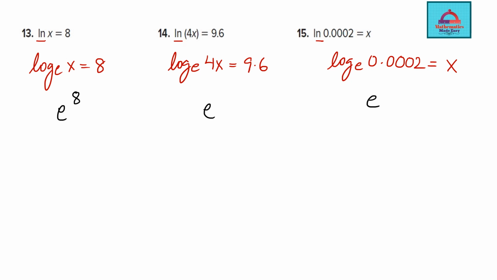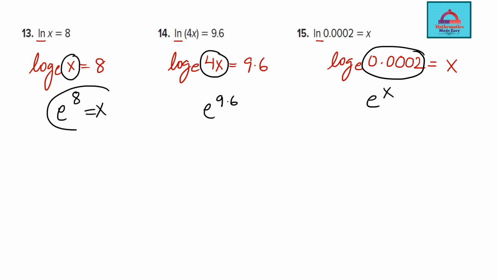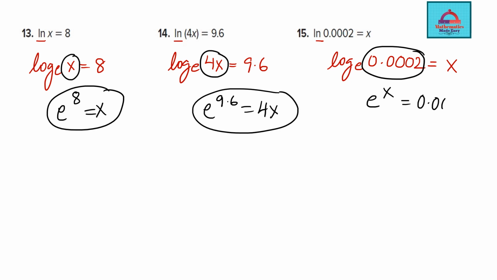So 8, 9.6 and x, and this is going to be equal to the number on the left side. So this is going to be x. The answer for this is going to be 4x. This is the answer for this question. And finally, for this question, this is the answer key. I hope you are understanding how this conversion is happening.